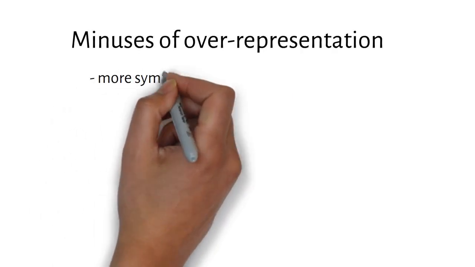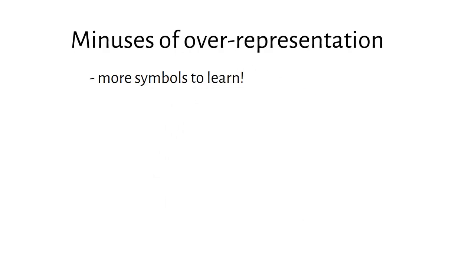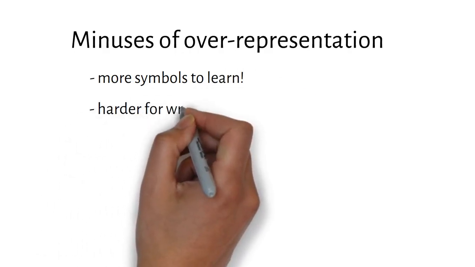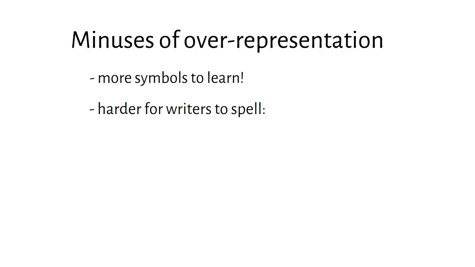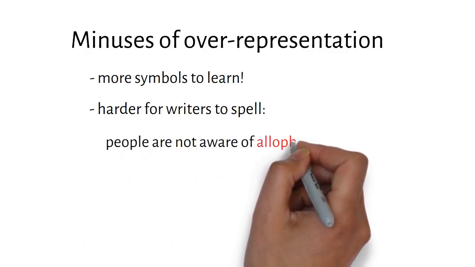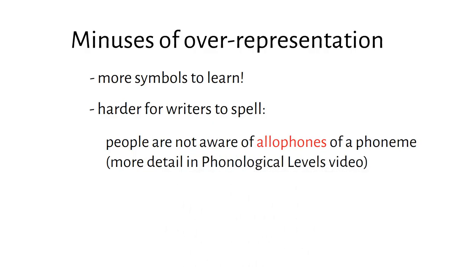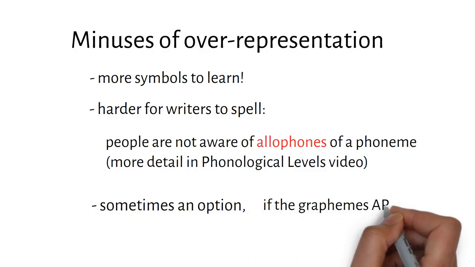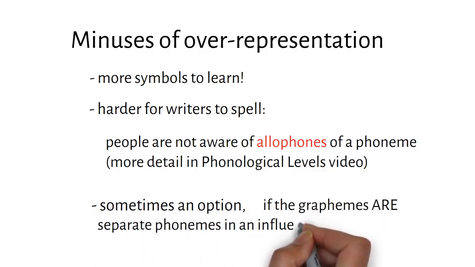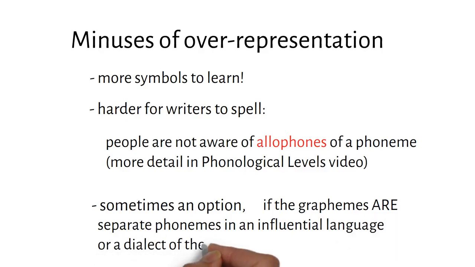There are some minuses, obviously. This means more symbols that people have to learn. It is also harder for writers to spell words, since they are usually not very aware of the allophones of a phoneme. More details about this in the video on phonological levels. Overrepresentation might be an option if the 2 sounds in the local language are not separate phonemes in that language, but they are separate phonemes in the national language, or other influential language, or in one dialect of the language.